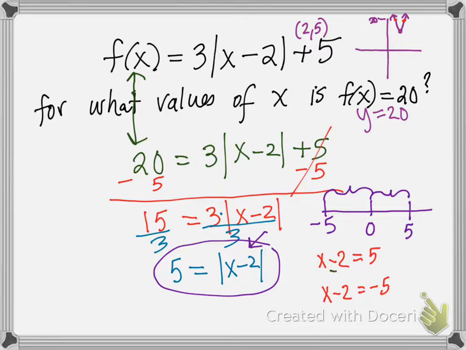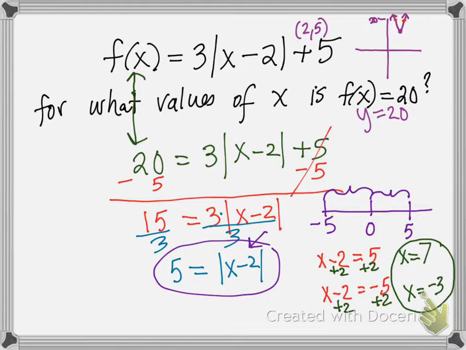So solving these 2 equations, add 2 to both sides. So 5 plus 2, x is 7. Add 2 to both sides. So negative 5 plus 2 would be negative 3. So my 2 values then are 7 and negative 3.